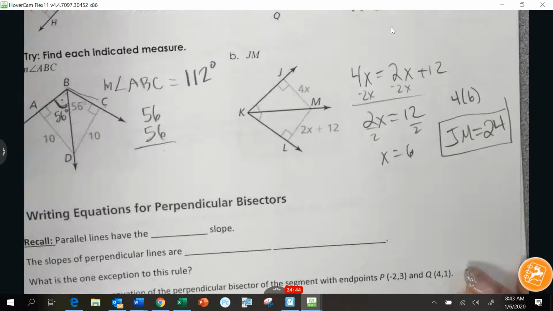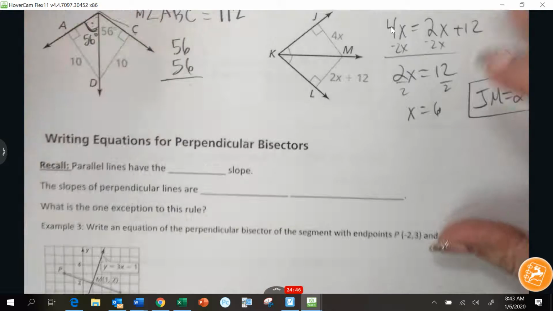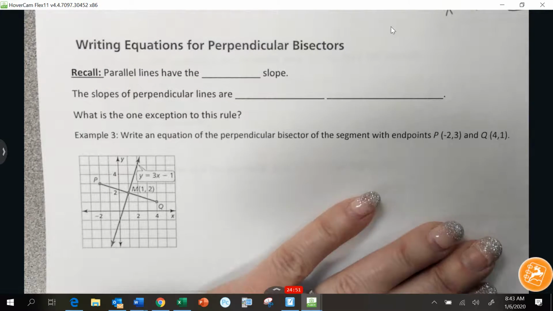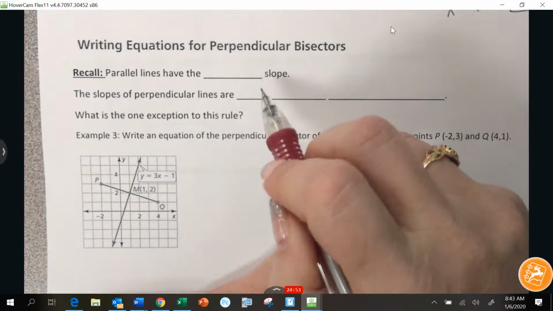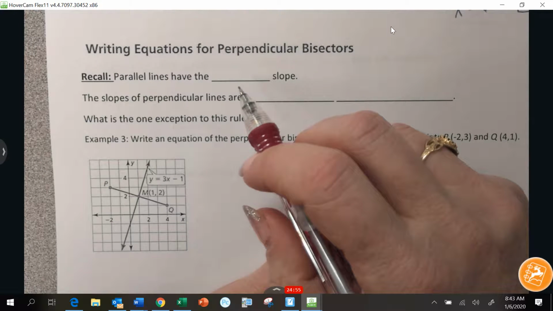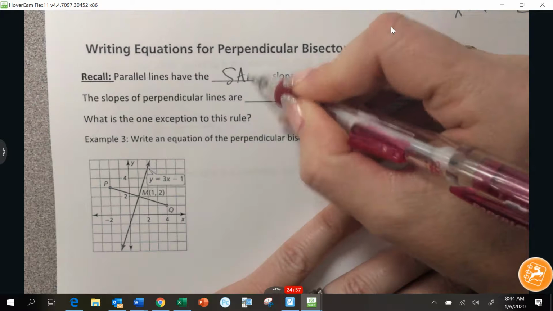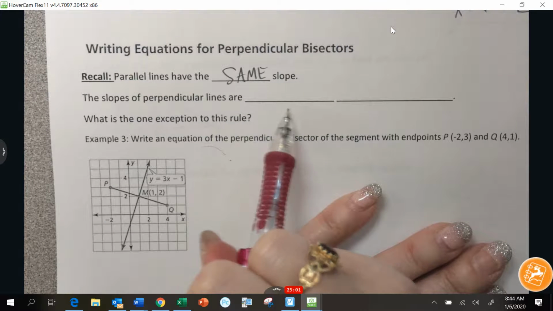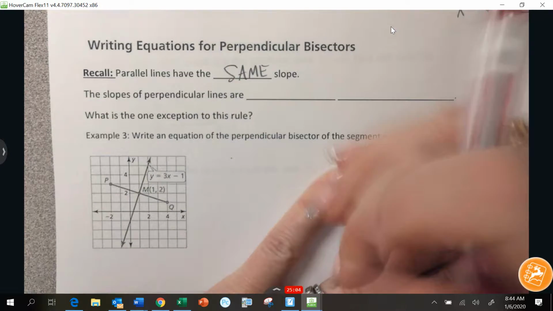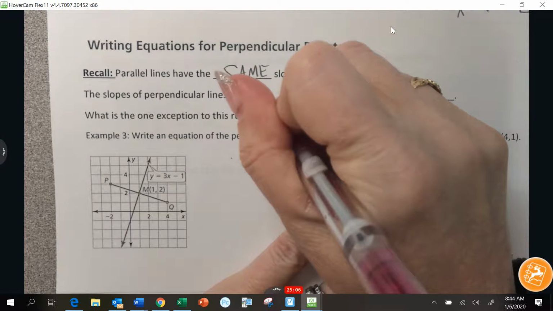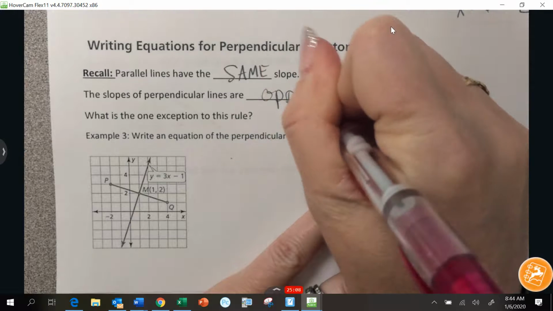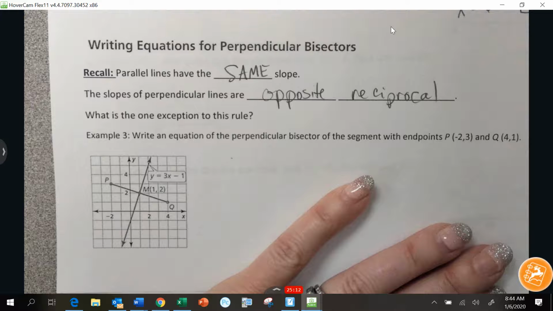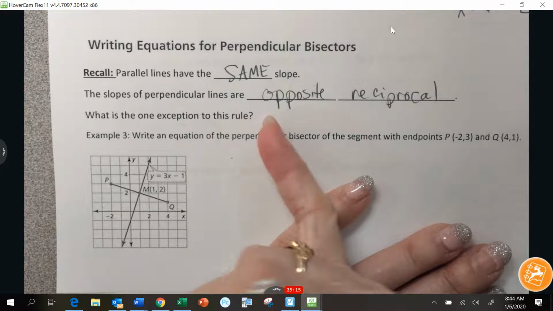All right, very last section goes with graphing. What do we remember about parallel lines? What kind of slope do parallel lines have? Lynn? Same slope. How about perpendicular lines? There's two words. Perpendicular lines have what kind of slopes? Avneet? Opposite reciprocal. What is one exception to this rule?